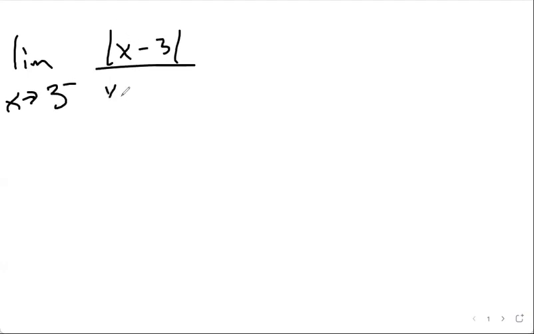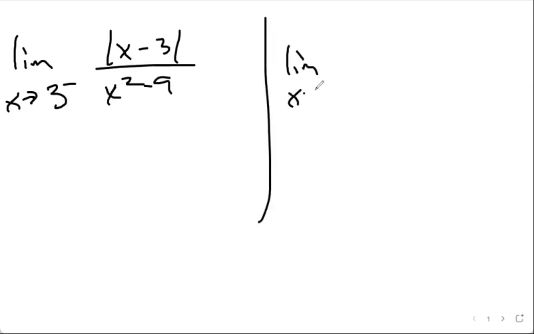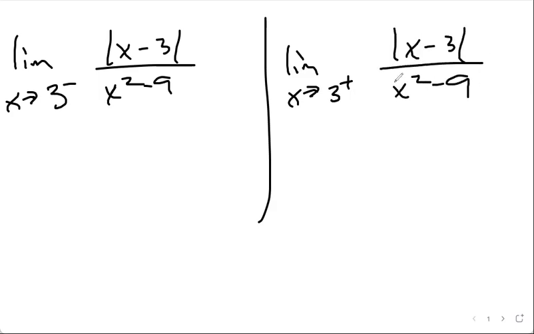Let's talk about indeterminate forms when you have an absolute value. Like the limit as x approaches 3 from the negative side of the absolute value of x minus 3 over x squared minus 9, versus the limit as x approaches 3 from the positive side of the absolute value of x minus 3 over x squared minus 9. In both situations, when you plug in, you get the indeterminate 0 over 0 form. But now you have to take care of that absolute value.